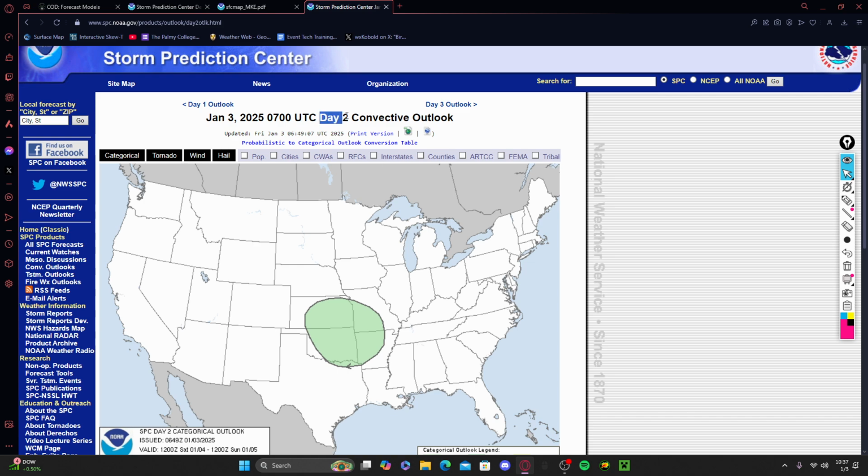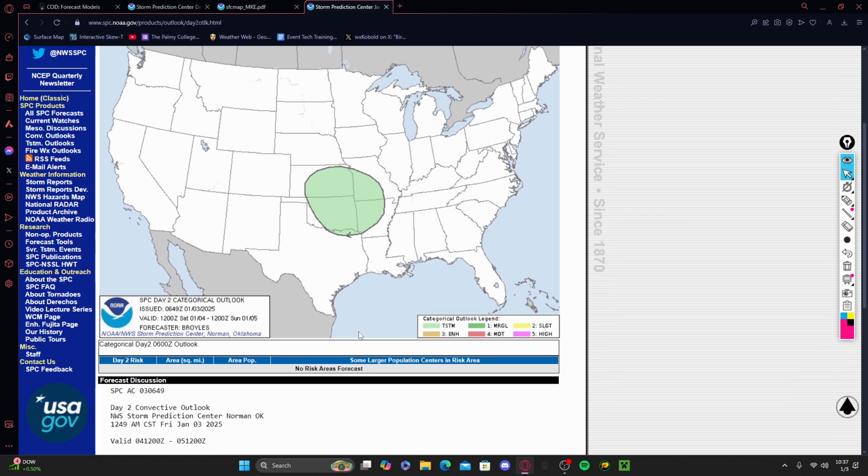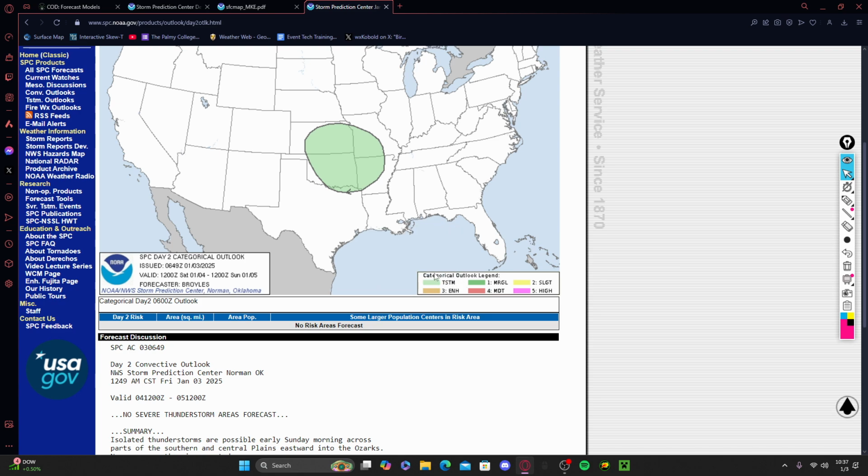When you have day 2, that means the day after today. So I'm recording this video on January 3rd. Day after today is January 4th, and this is that thunderstorm outlook. You can also see this region here. This is just general thunderstorms, nothing severe.